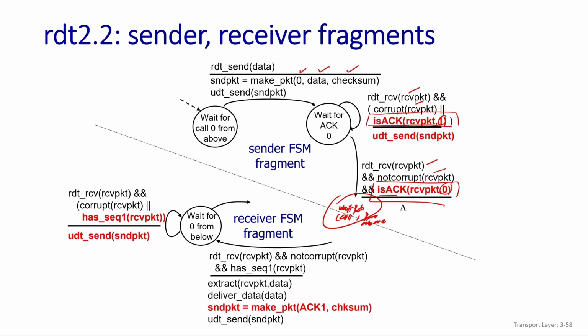For better understanding, let's have a look at the receiver side. It's a fragment of the finite state machine at the receiver. The event is that the receiver receives a packet, the packet is not corrupt and has sequence number one, and the receiver was waiting for sequence number one from below. It extracts the packet, the data is delivered to the application layer, and then it generates an acknowledgement. Look at the difference here.